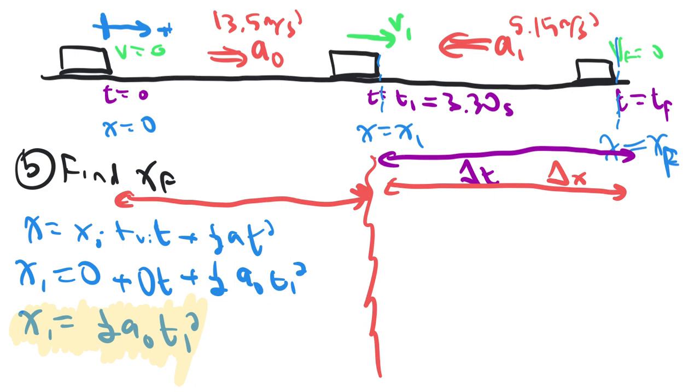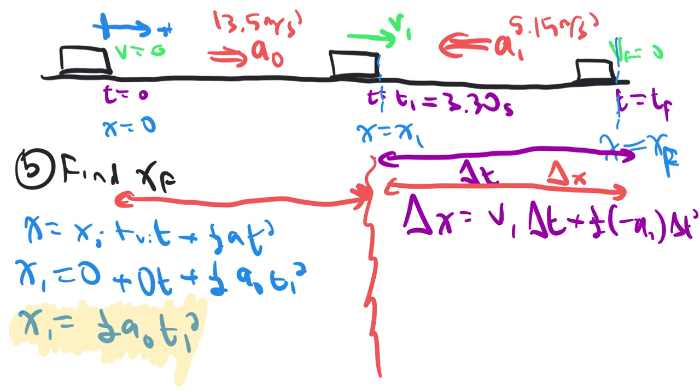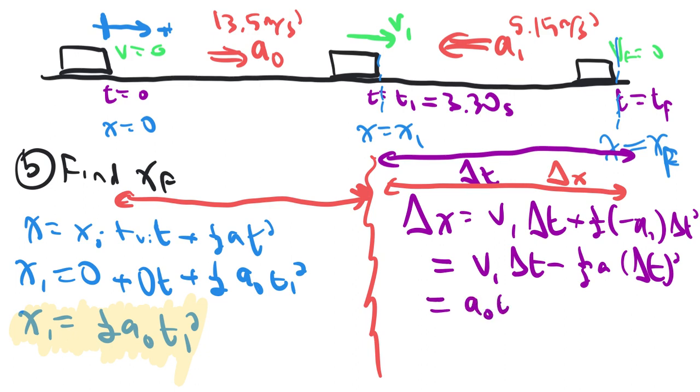All right, if we go over to the other side of the wall, then we have something similar. We have that the delta x is going to be v1 delta t plus 1/2 times the acceleration, which was minus a1, times delta t squared. So we're going to have v1 delta t minus 1/2 a delta t squared. And then we could throw in numbers at this point, and it would probably be the easiest. So I'm going to take the velocity, which was the acceleration a0 times t1, now also times delta t, minus 1/2 times a times delta t squared.